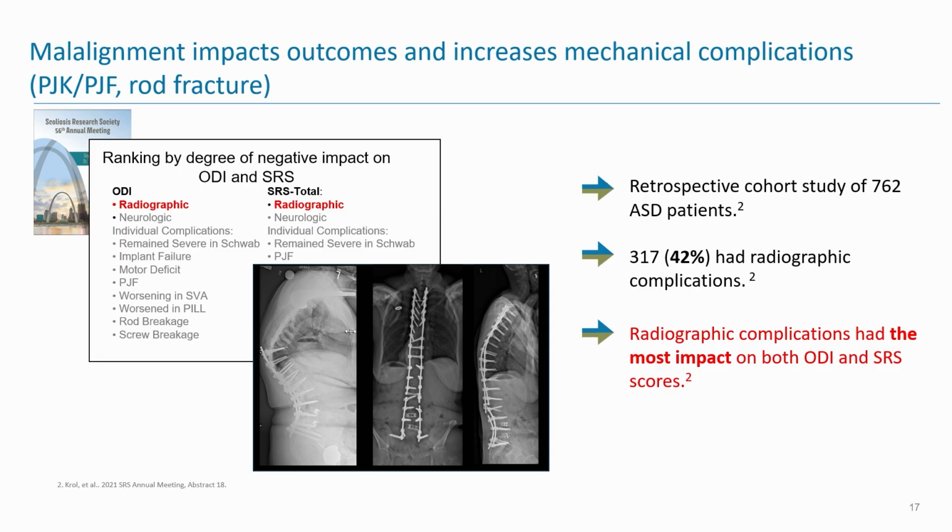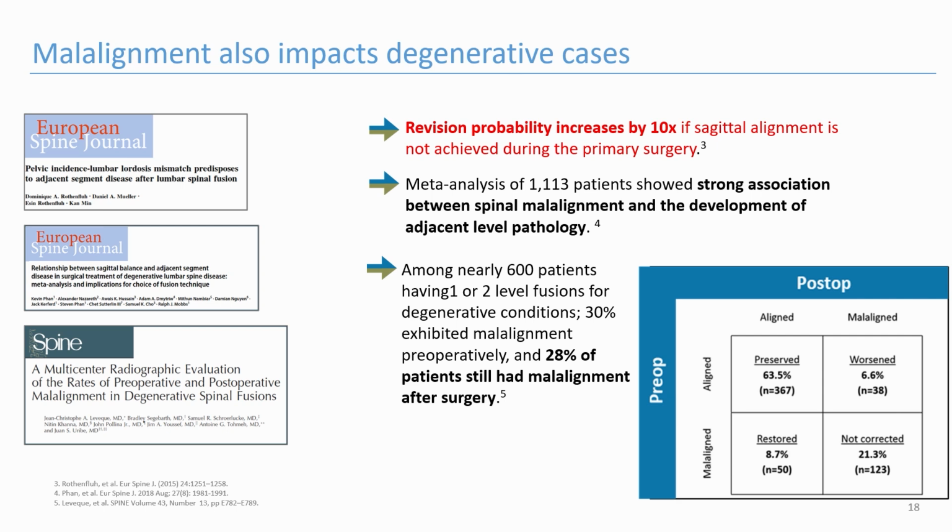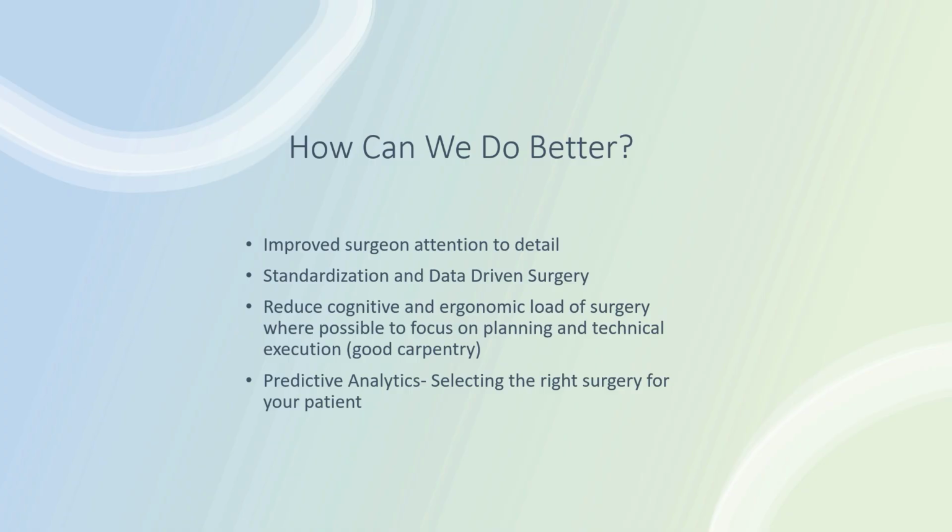But we all know that when they break a rod, they're generally not so happy. If they are, leave it alone. Malalignment can also impact degenerative cases. We can see here that not only are we not meeting our objectives in a certain number of cases, but we're actually making people worse in some cases, and that needs to stop.